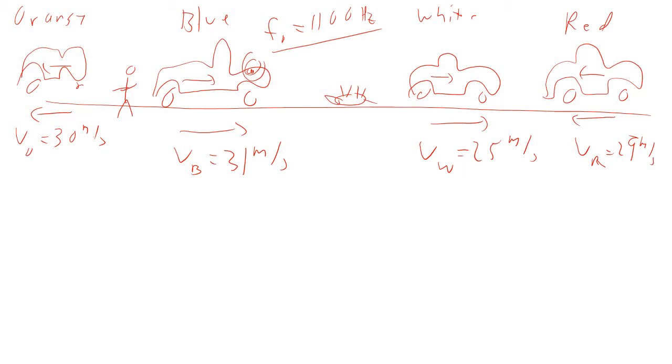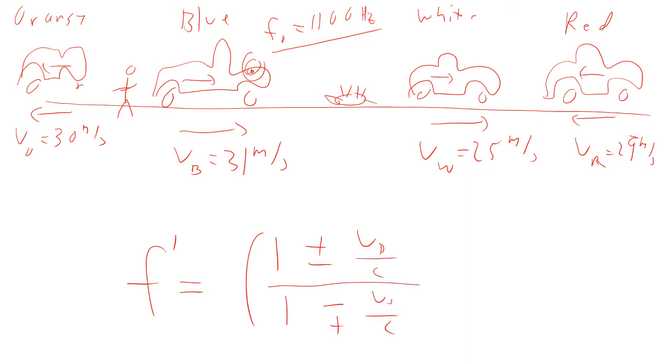All right. So we can assume here that this is a Doppler problem. So the frequency that is heard is 1 either plus or minus V sub D over C, divided by 1 minus or plus V sub S over C, times the original frequency. Well, the only thing that we need to know is the speed of sound. So let's say the speed of sound on this particular day is 342 meters per second.